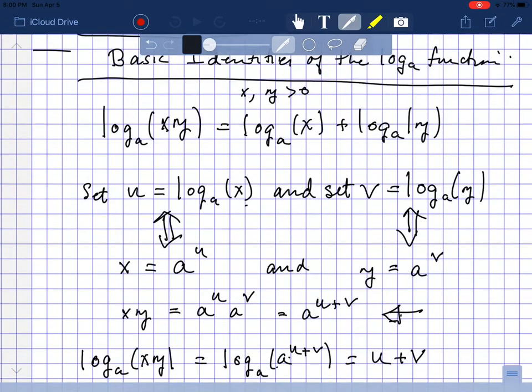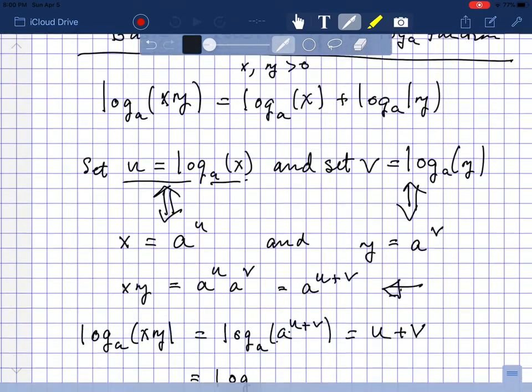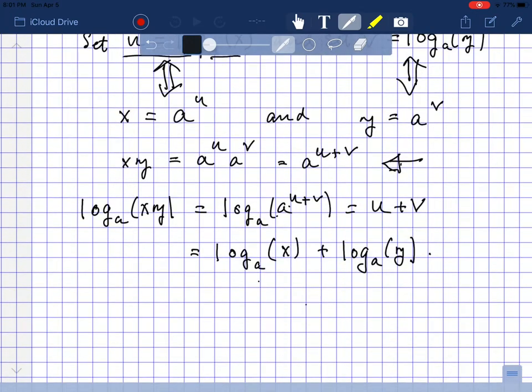And this in turn is equal to, well, u, what did we do? We said u is equal to, here it is, the log base a of x, and then v is equal to the log base a of y. And there we have it. Our identity is proven, okay?